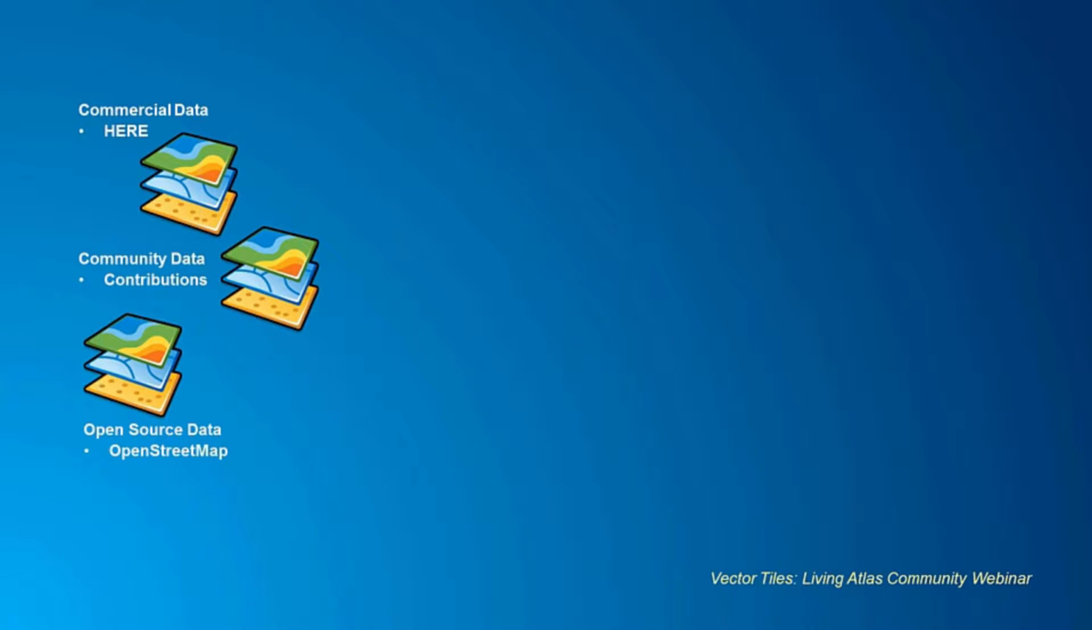So how are the vector basemaps created? And what is the data that's included in that tile set? Just like for our raster maps, we have a collection of commercial data, which is primarily here. We have community data, which thankfully you guys contribute to us. And we also use open source data, including OpenStreetMap and other open data sources that we gather. That's all combined into our central database.